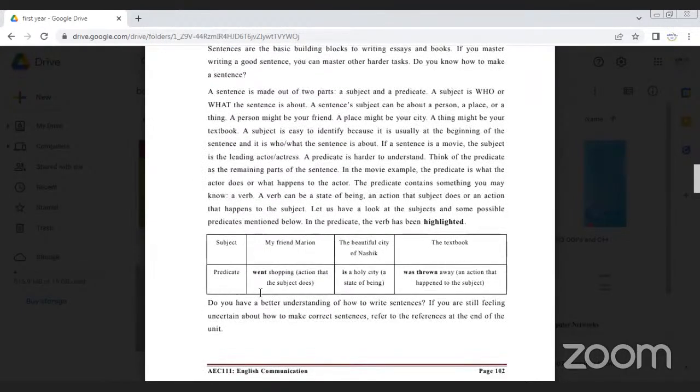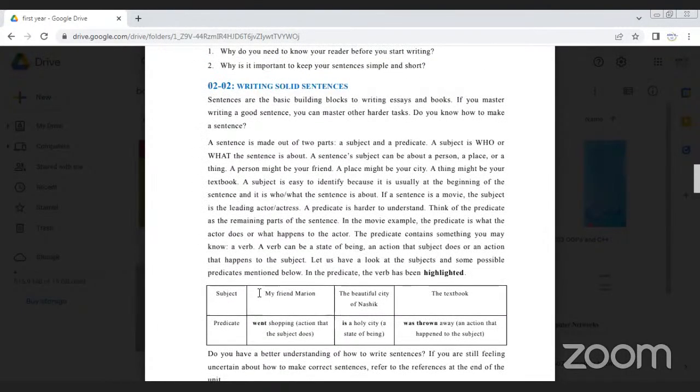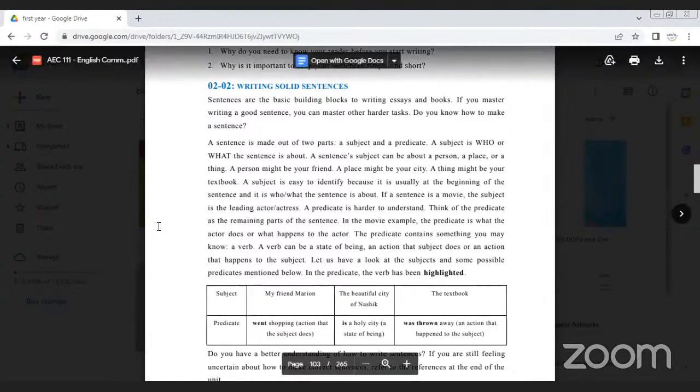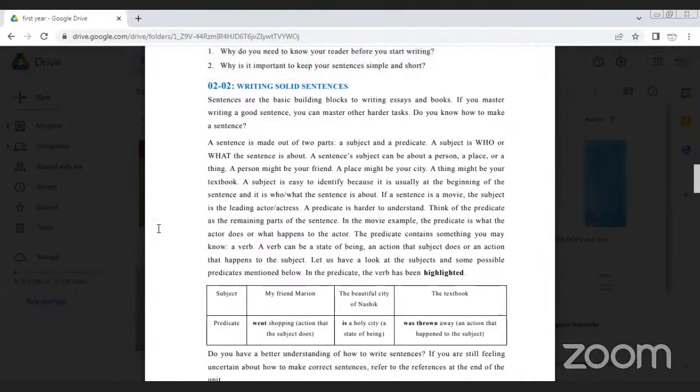Then let's see writing solid sentences. Solid sentences means correct sentences. Sentences are the basic building blocks of writing essays and books. If you master writing a good sentence, you can master other harder tasks. Do you know how to make a sentence? What is the structure of the sentence? The structure of the sentence is subject plus verb plus object.